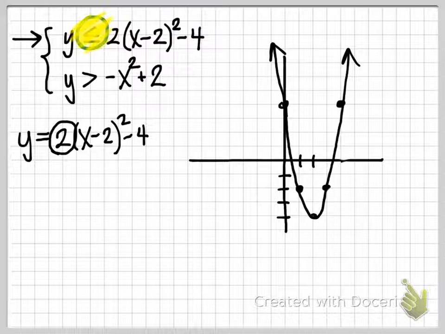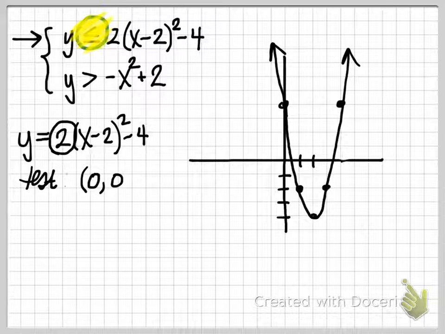Before you move on to graphing the second parabola, I recommend that you go ahead and determine the shading on this first parabola. To determine whether you're going to shade inside the parabola or outside the parabola, I recommend that you pick a test point. You could pick any point on the coordinate plane other than the points that lie specifically on the parabola, but the easiest point to choose would be 0, 0.